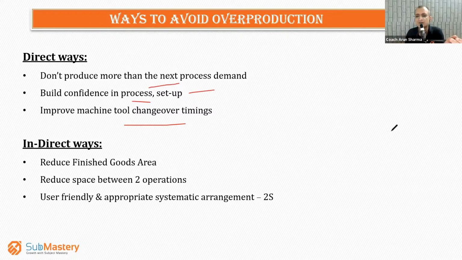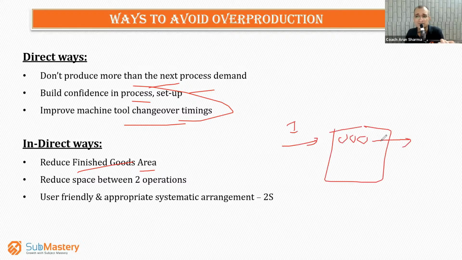Let's say you have a storage area, so material is coming and going in and out. If a lot of turnover is happening, in and out, in and out, then there will be space available. If material keeps coming in, the finished goods people will say, sir, we need more space, we need an additional godown, we need one more area. Reduce the space between two operations so that you keep less inventory, so there is no place to accumulate a lot of material. Use friendly and appropriate systematic 2S: a place for everything, everything in its place.